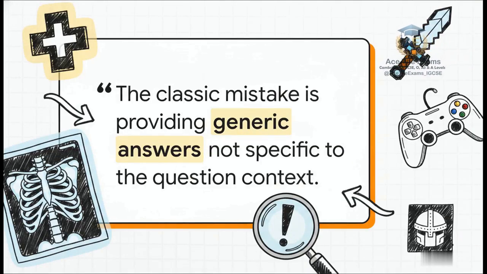And this brilliantly illustrates our single most important takeaway for today's explainer. The classic examiner complaint is providing generic answers that are not specific to the question context. You must always link every single point to the given scenario. Context is the ultimate decider for top-tier marks.